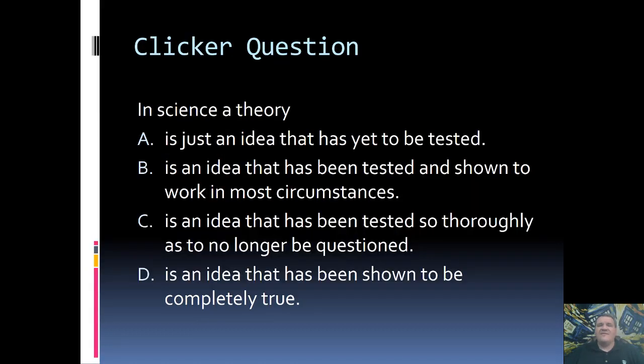Alright, here is our 5th lecture quiz question. In science, a theory: A, is just an idea that is yet to be tested. B, is an idea that has been tested and shown to work in most circumstances. C, is an idea that has been tested so thoroughly as to no longer be questioned. Or D, is an idea that has been shown to be completely true. Go ahead and think about it, and we'll discuss in just a bit.